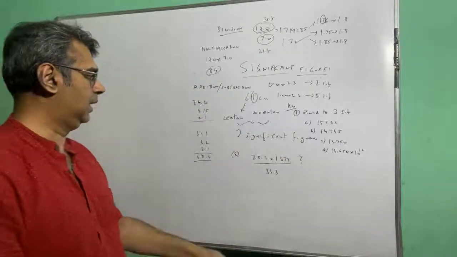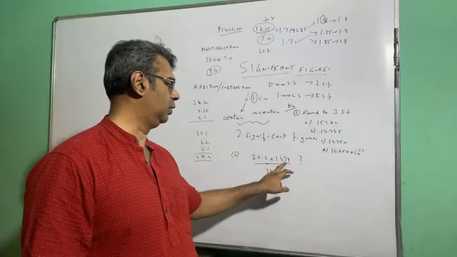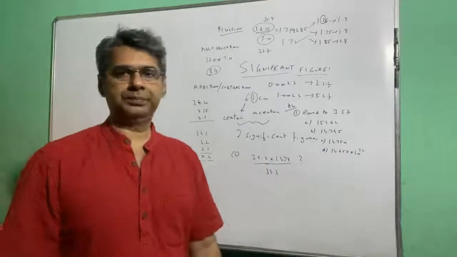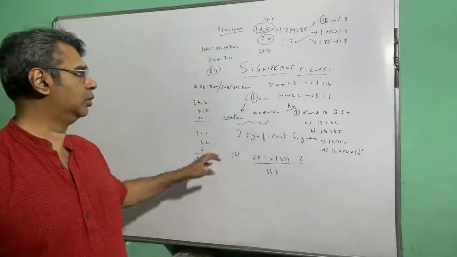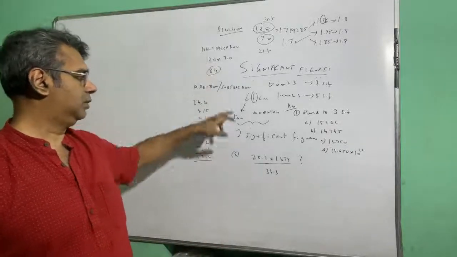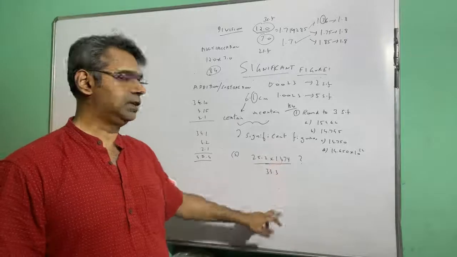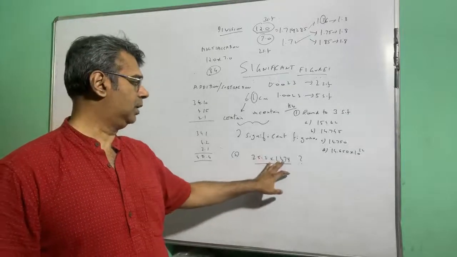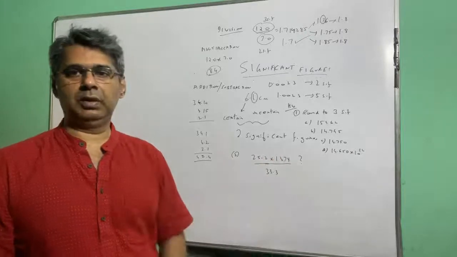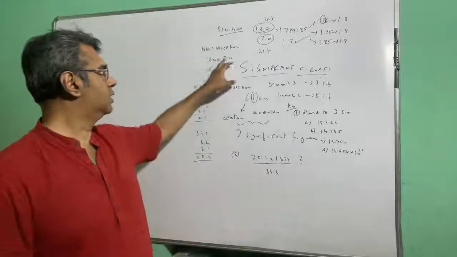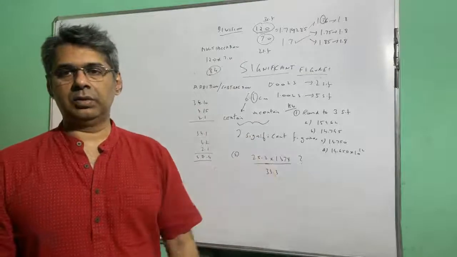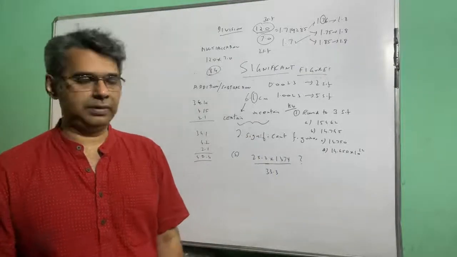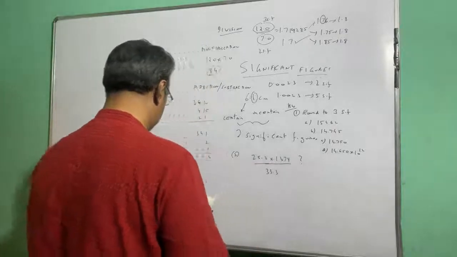Question number 2. Find the value of 25.2 into 1374 by 33.3. In this question, you will have to follow the rules of multiplication and division. That means you'll have to see that out of these three, which has got the least number of significant figures. You'll have to actually do the multiplication, then actually do the division. Whatever you get, you have to give the answer to the significant figures of the one which has the least number of significant figures. That is question number 2.